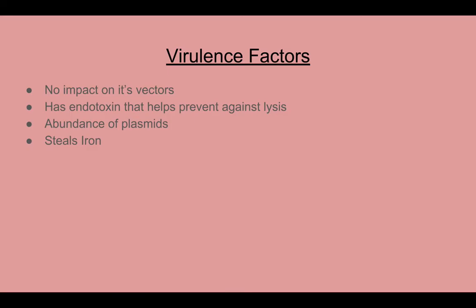This bacterium is able to take hold in our body for many reasons, one of them being its many virulence factors. An important one is the fact that it lacks an impact on its vector, meaning that those that carry it, such as fleas, prairie dogs, and squirrels, do not get infected by the bacteria and do not get sick and die. This gives them the ability to transport or be transported to other organisms to infect, to grow, and spread.